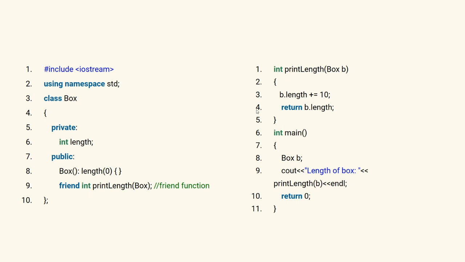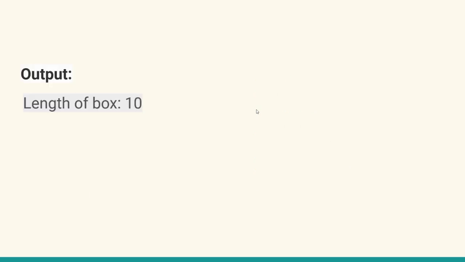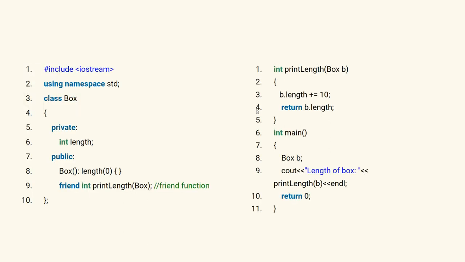After that we wrote the main function. In that we are writing Box b, and we are going to print the length of b, and we are returning 0. Then we will get the output: length of box equal to 10.